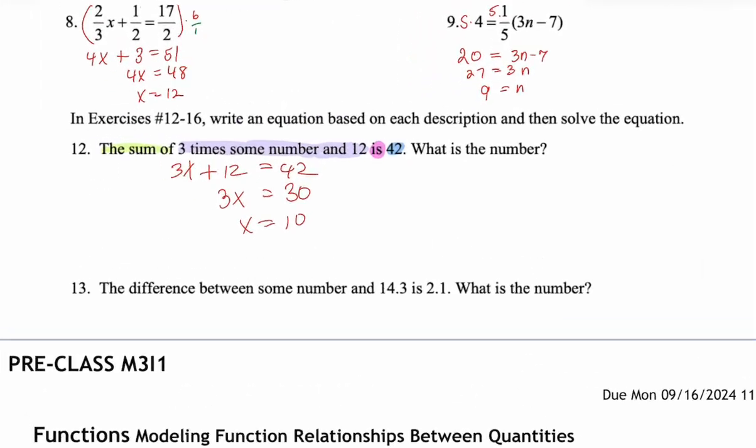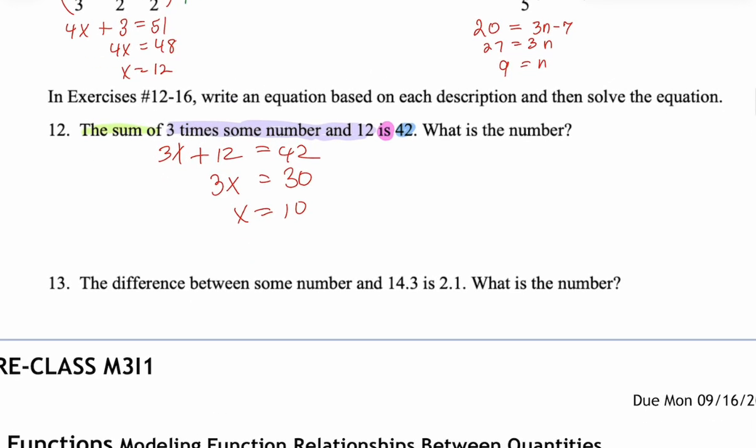Okay. One last one. Let's do the same thing. I'm going to kind of highlight for you the difference between. What mathematically are they talking about when they say difference between? Yep. And go in the order that they say.